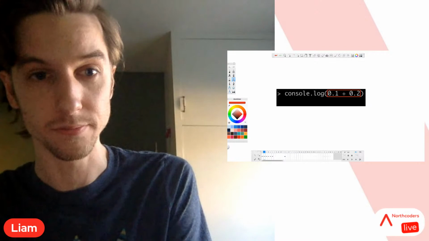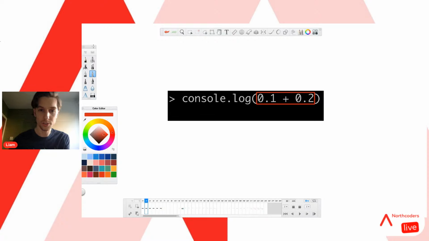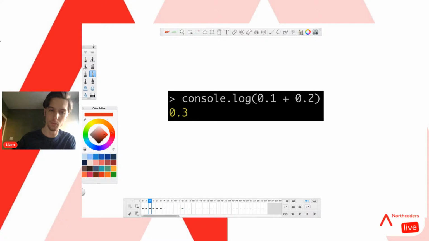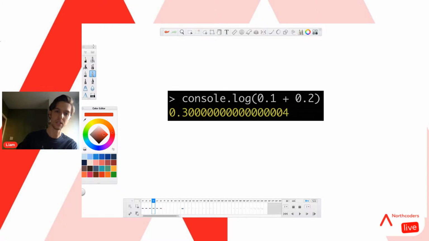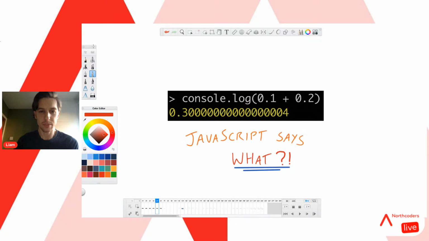It's pretty straightforward. It's just going to do that sum and then give us the answer, which of course we all know is 0.3. But when we plug it into JavaScript, which is one of the programming languages that we use here at Northcoders, we get this nasty looking thing: 0.3 with an awful lot of zeros after it, followed by a mysterious rogue 4 at the end.